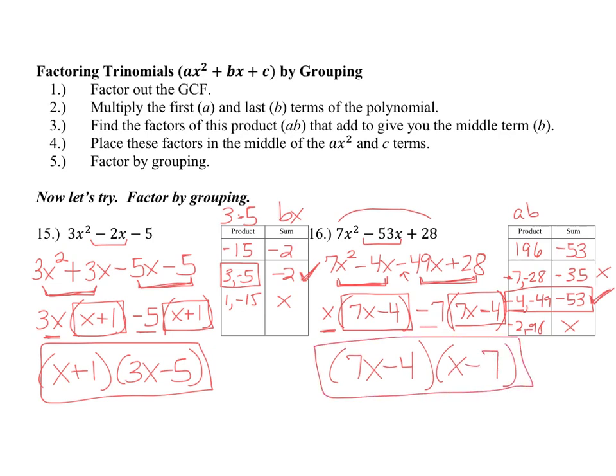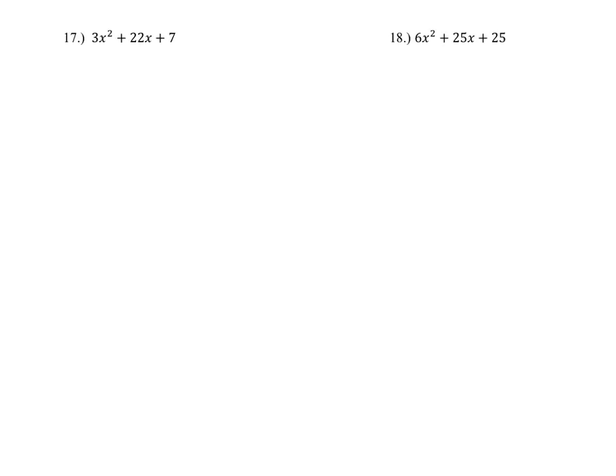Okay? So some people really like this method because it's not really trial and error. You have to find two things that multiply to give me what a times b is and add to give me that middle term. Let's go ahead and try a few more. When I ask you to factor, I'm not always going to give you a little box that says product and sum. So you're going to have to think through that on your own. Maybe you're doing it in your head, maybe you're actually writing it down. I'm going to go ahead and write it down, okay?